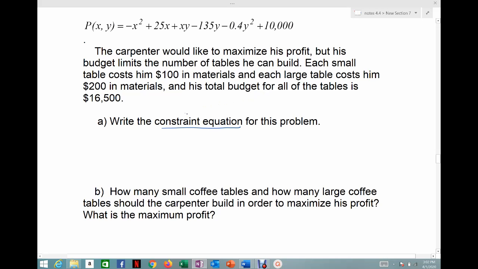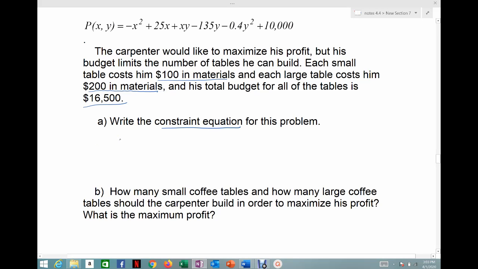Because my x represents the small tables, right? And they cost this amount. Y represents the big tables, and they cost more because they're larger. And then he can spend up to $16,500. And so technically speaking, the constraint equation is less than or equal to that amount. But we do typically just write equal to, although we will do a couple of examples where it's important to remember that it's actually less than or equal to.